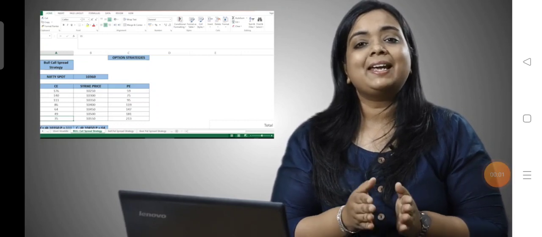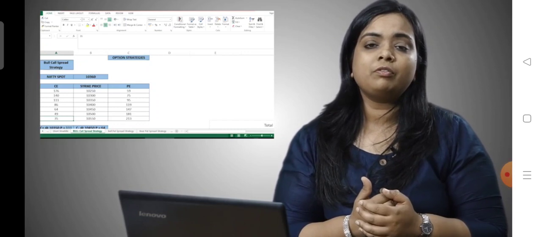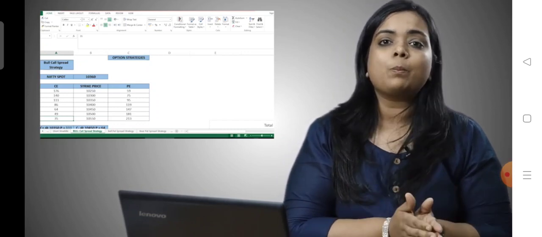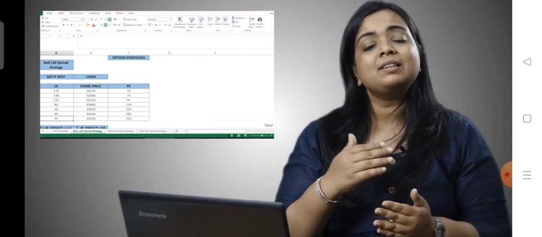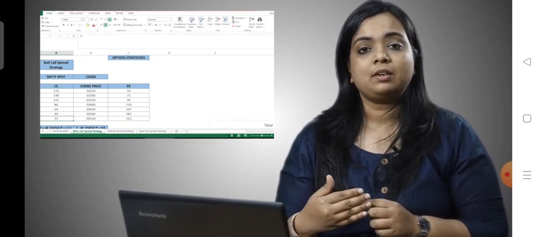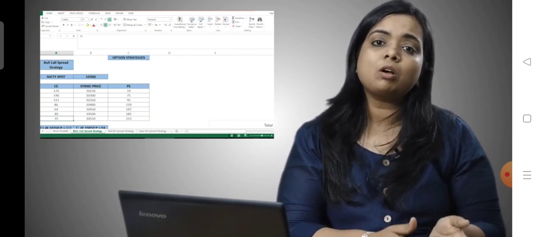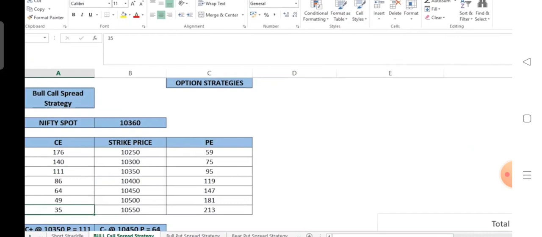You must know that any bullish spread strategy will involve buying an option at a lower strike price and simultaneously selling an option at a higher strike price, whether we do it with calls or with puts. So in our example, say Nifty spot is trading at 10,360 rupees.